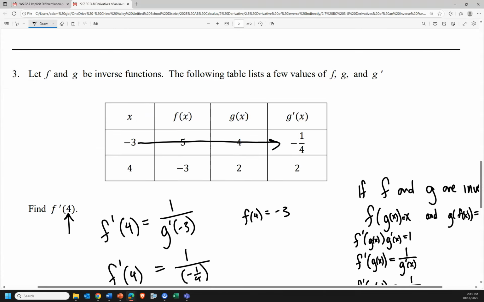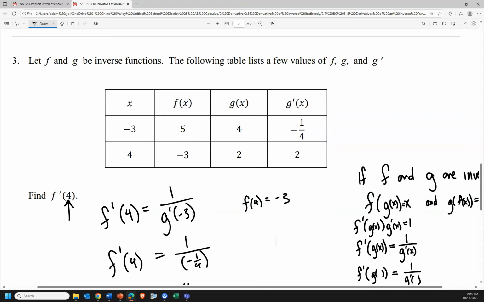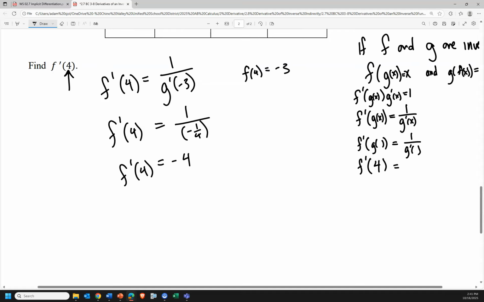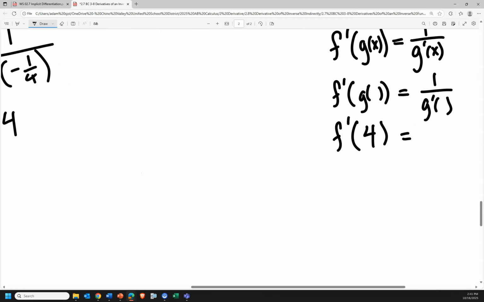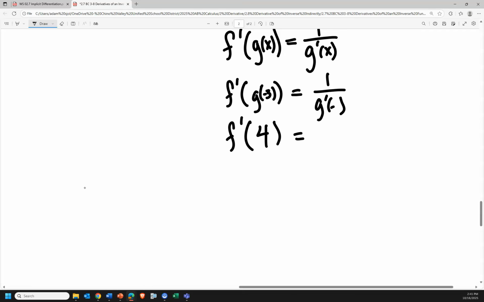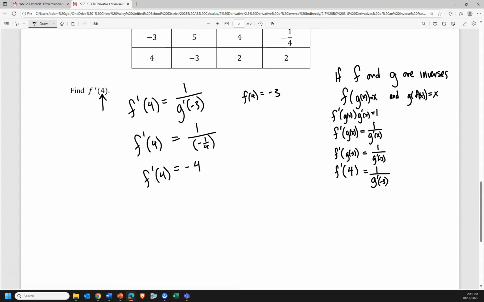And we can see that back here in the table. G has a y value of 4 at negative 3. So we can just put a negative 3 in there and a negative 3. Well, we have to do that for all the x's. So now g of negative 3 is 4, and we end up with 1 over g prime of negative 3. Which is, I guess, what I said from the beginning, way back here.